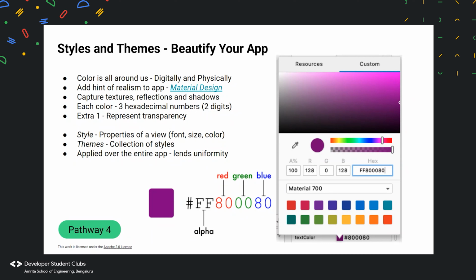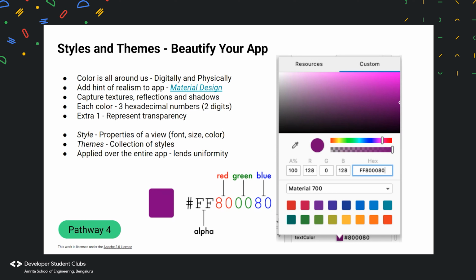Now to differentiate styles and themes, because although they might seem similar and might even be used interchangeably sometimes, there is a distinction between them, at least in the world of Android or app development. So a style is the property of a view, which means it includes the font, size, color, position, background color, things like that. And a theme is a collection of styles.